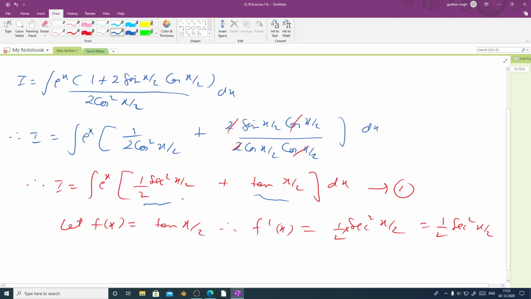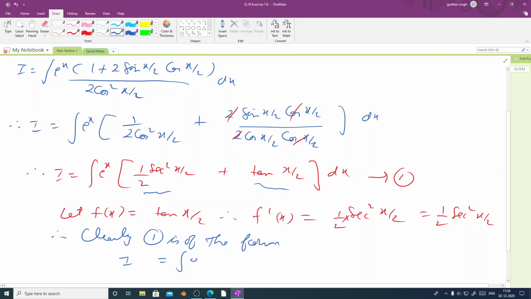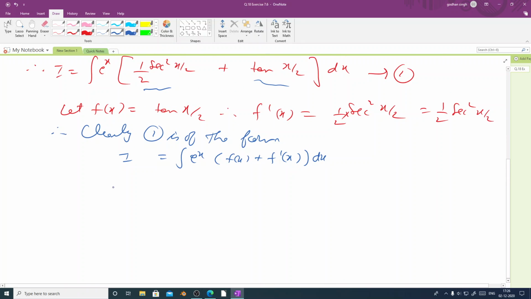So we can say clearly that 1 is of the form I equal to integration of e raised to x into f(x) plus f dash x dx. Therefore what we can say is that I equals e raised to x into f(x) plus c. So this is our answer. Therefore I equals e raised to x.